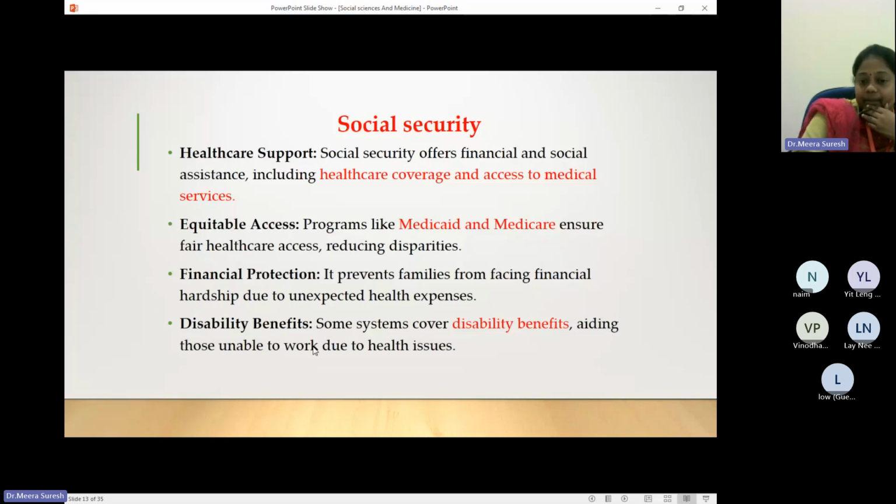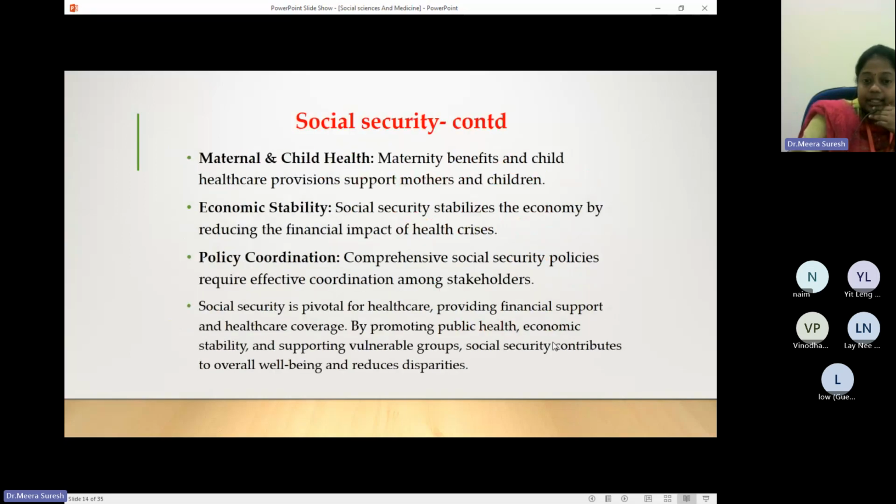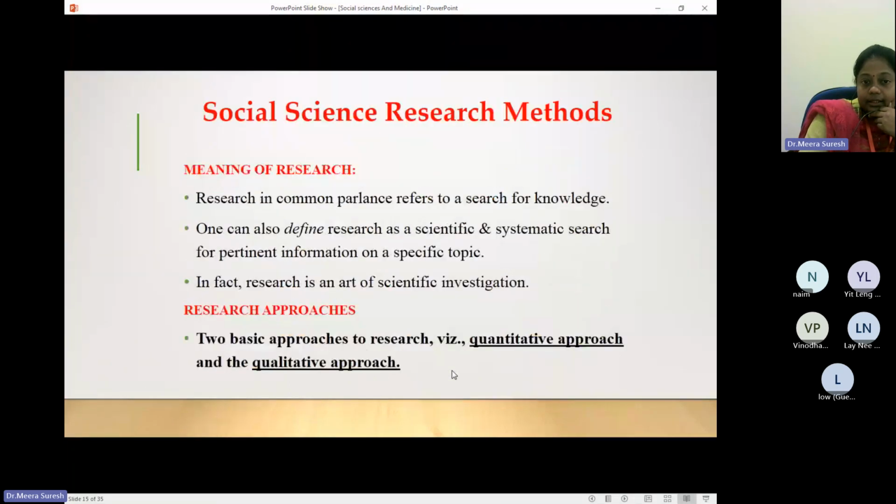Some governments do give disability benefits, especially the Western countries, I think, and that's a great support. Then maternal and child health support will be given. Some countries will be giving that. So, put in short, policy coordination and comprehensive social security require effective coordination among stakeholders. Social security is pivotal for healthcare, providing financial support and healthcare coverage. It will help the vulnerable groups, contribute to overall well-being and reduce disparity. But still, if it is not uniform, there will be some kind of disparity.